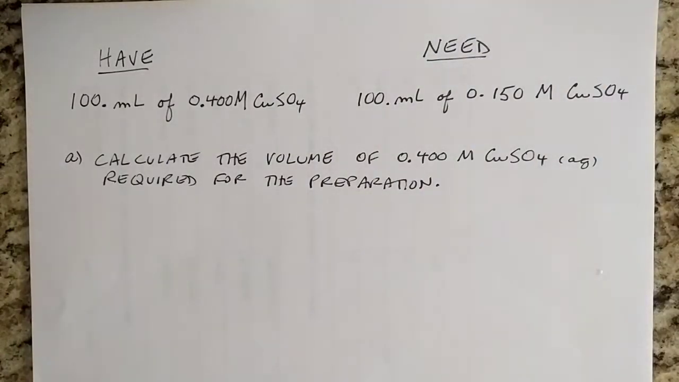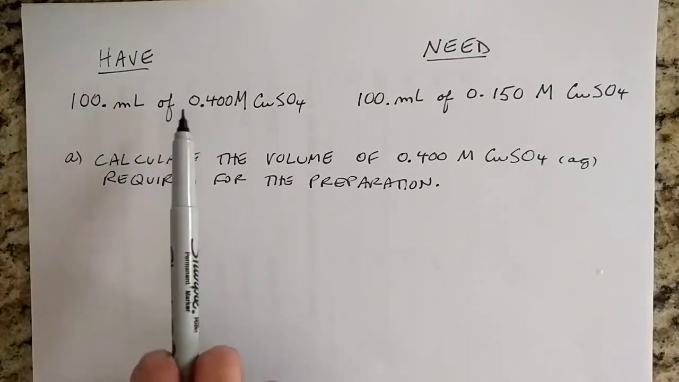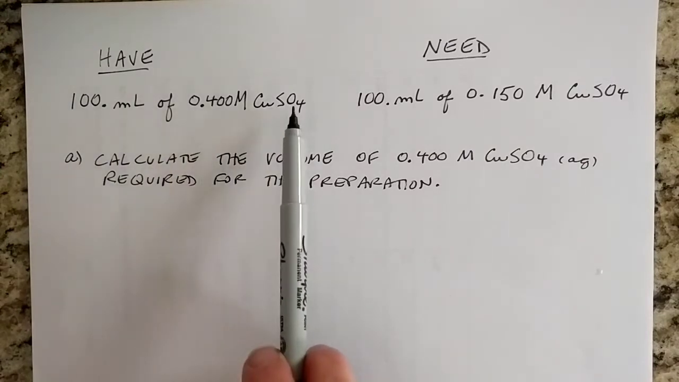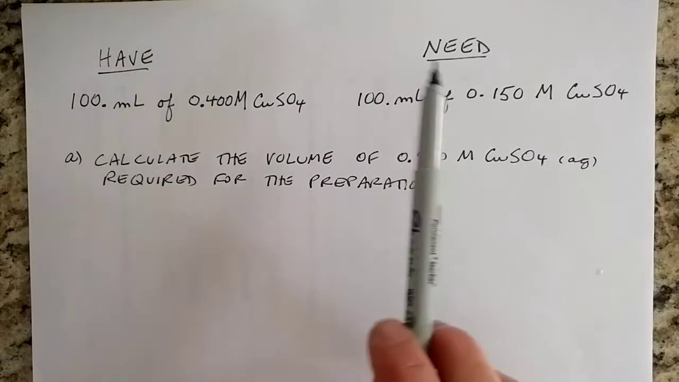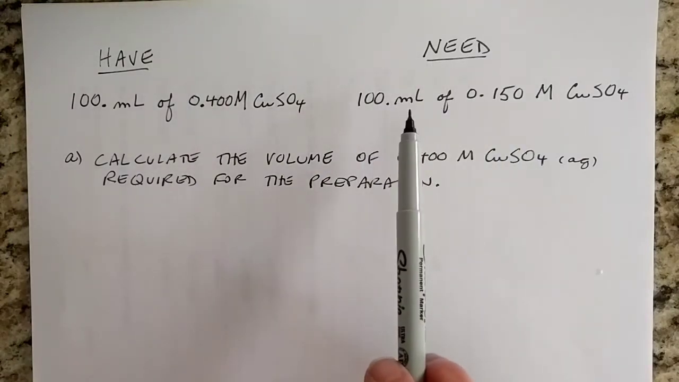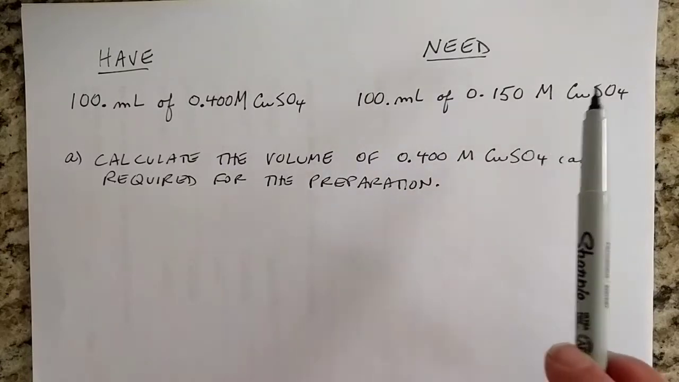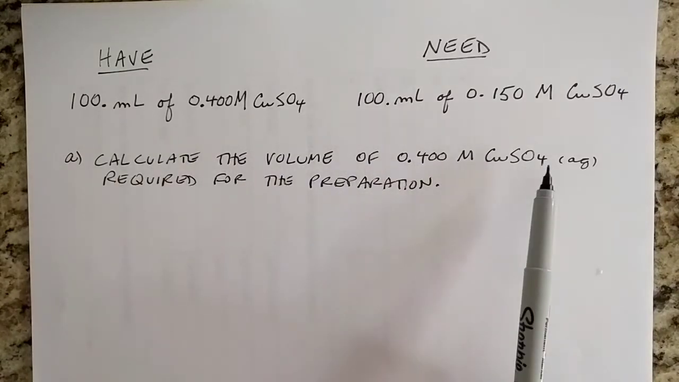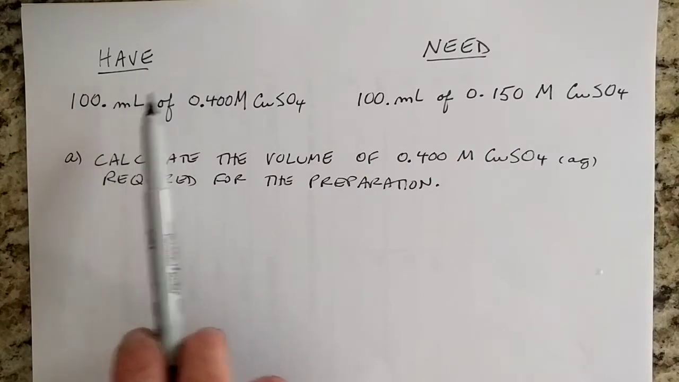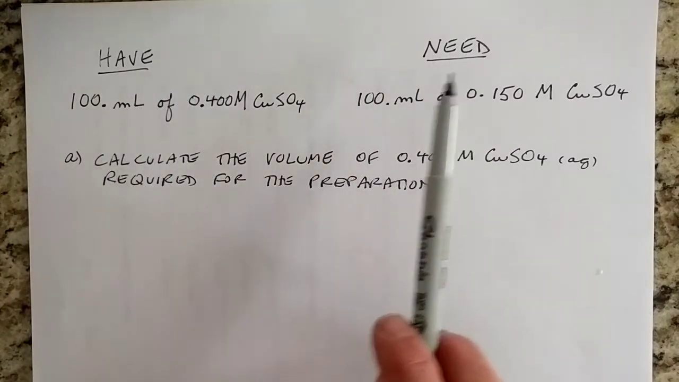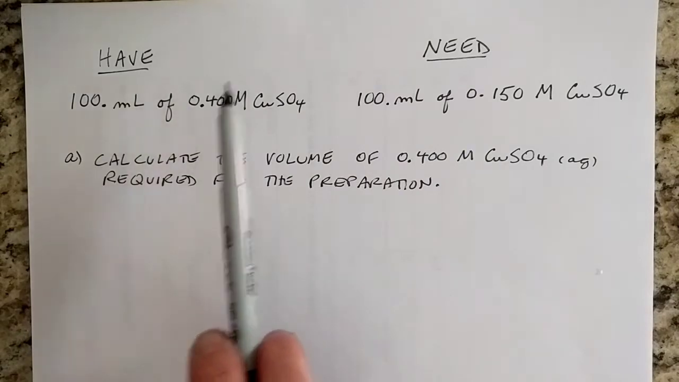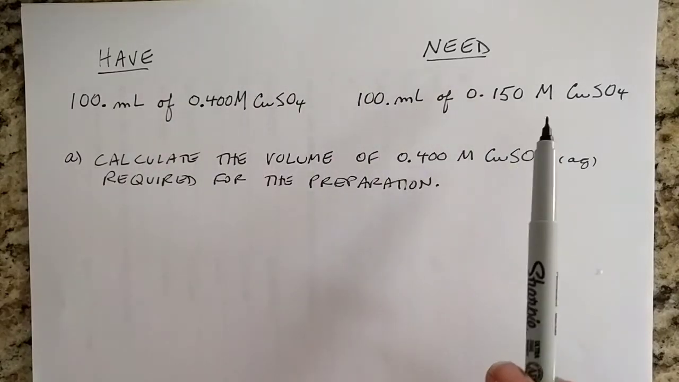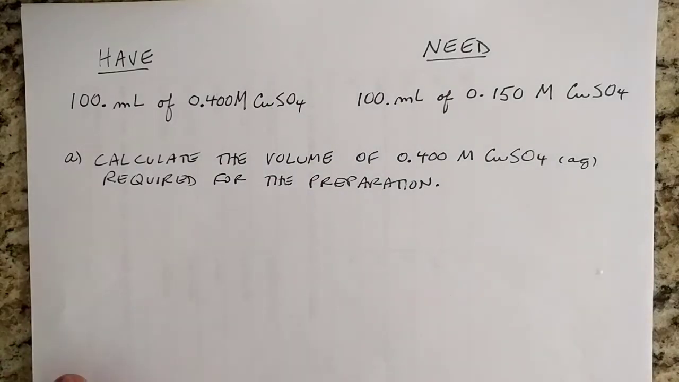Okay, so in this problem, we're given that a student has 100.0 milliliters of a 0.400 molar copper sulfate solution. And the student needs to make 100 milliliters of a 0.150 molar copper sulfate solution. Part A says to calculate the volume of 0.400 molar copper sulfate required for the preparation to make that. So we have a more concentrated solution. We need to make 100 mL of a less concentrated solution. So this is a dilution problem.